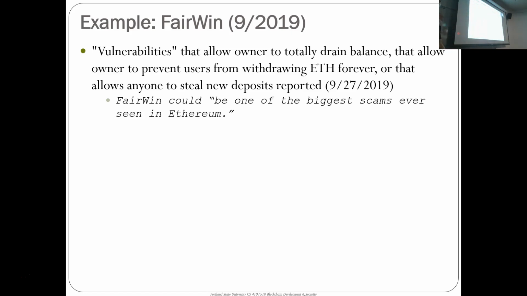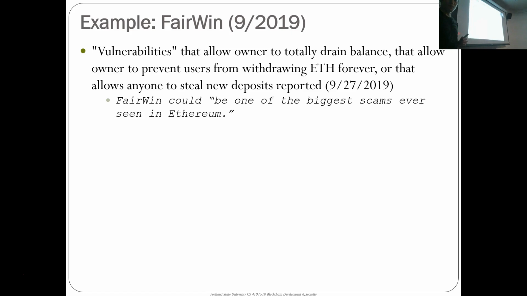And people were monitoring Ethereum, and they're like, wow, this is taking up 40% of all Ether in all the transactions in the block. So this is a huge percentage of what was running in Ethereum in September. Then somebody realized there are vulnerabilities in here that allow the owner to totally drain the balance, allow the owner to prevent other users from withdrawing their balance, and allow anyone to basically steal new deposits. And this was reported on the 27th of September.